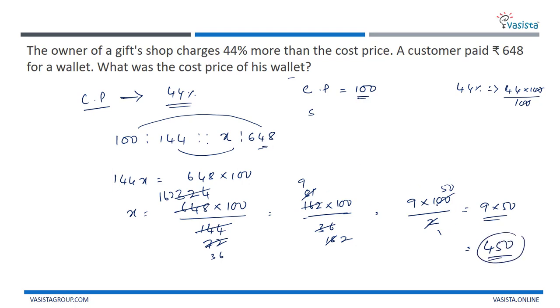So if he sells with a 44% margin, then he is going to get 648 rupees. The cost price is going to be 450 rupees. So the answer is 450.